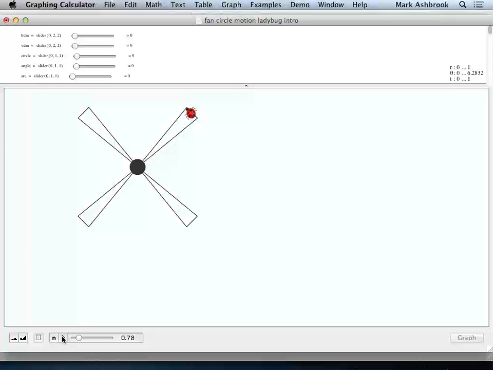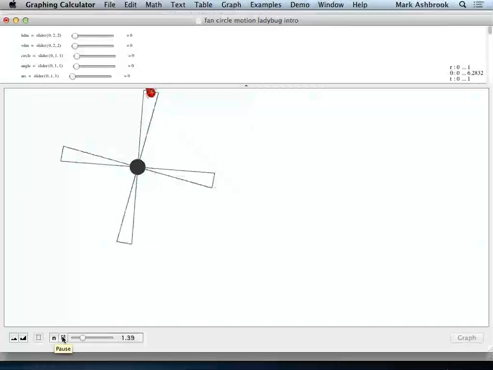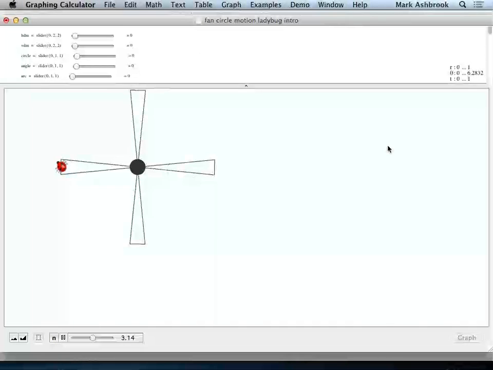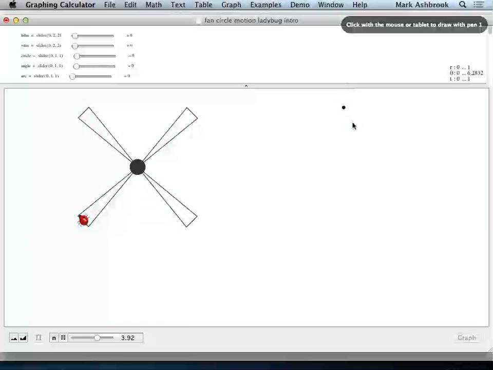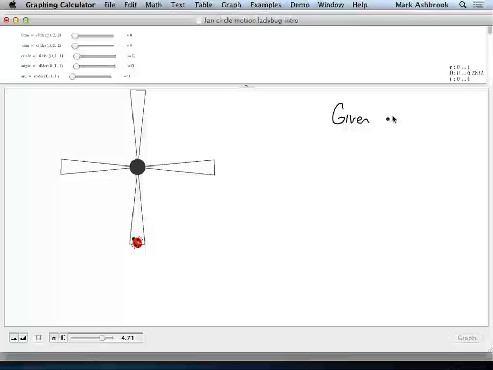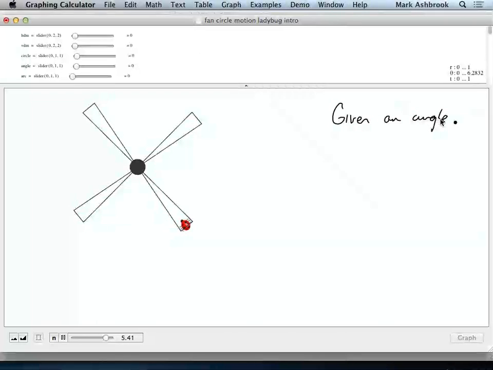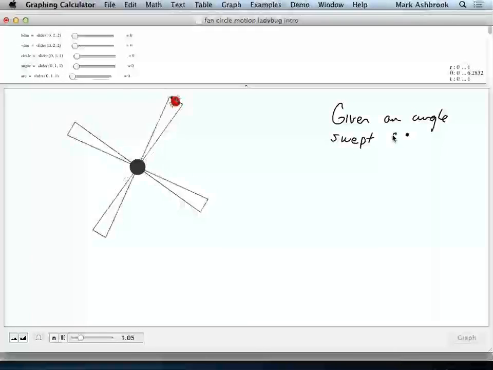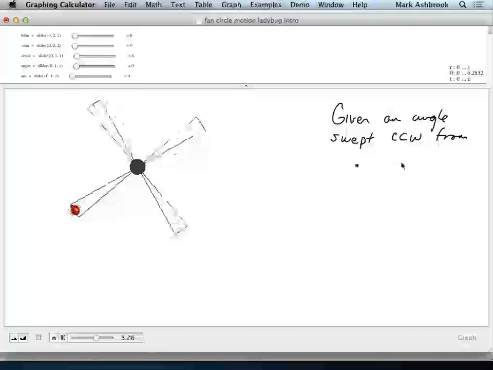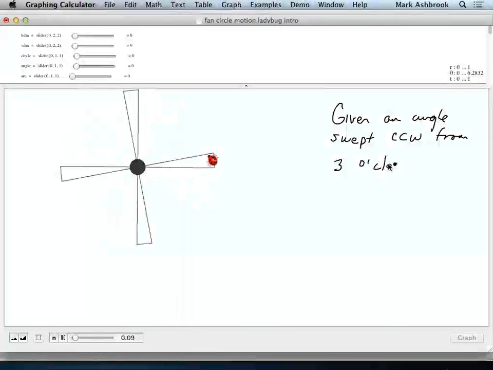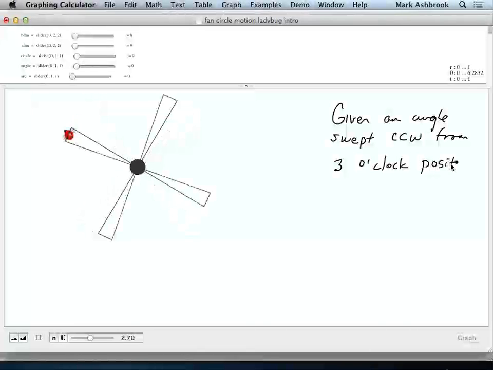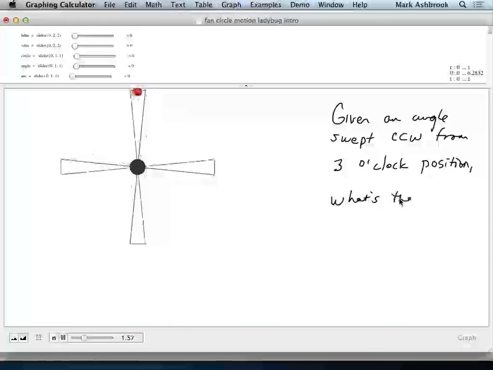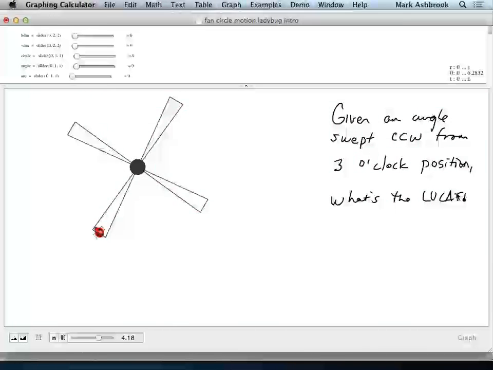Okay, so now we've got the bug moving around here, and what we're interested in now is pinpointing the location of the bug. So given an angle swept counterclockwise from the 3 o'clock position, what's the location of the bug?